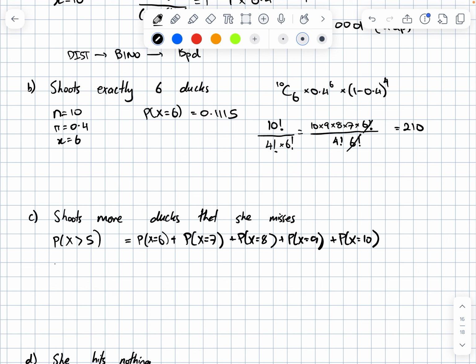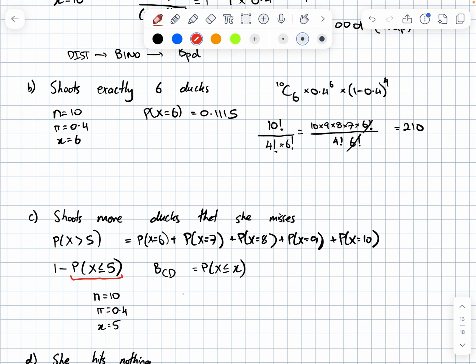Alternatively, we can calculate, well, if we want x is greater than 5, that must be the same as 1 minus the probability that x is less than or equal to 5. Because x is less than or equal to 5 would be 0, 1, 2, 3, 4, 5, which is all the ones that I didn't just list before. Now in your calculator, the BCD button works out a probability that x is less than or equal to a value. And so you can enter in your calculator n equals 10, pi equals 0.4, and x equals 5, and that will give you this here.